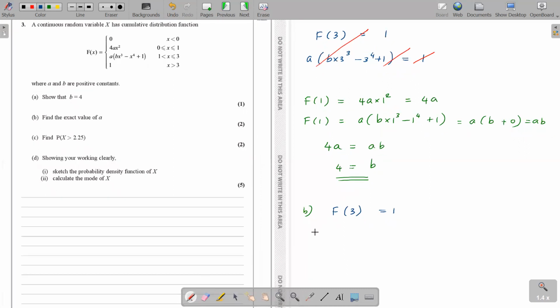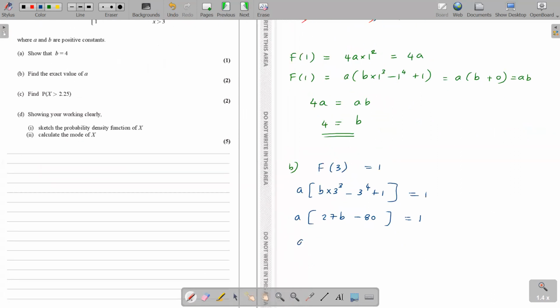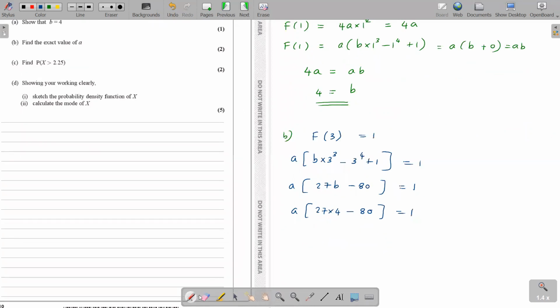Shall we substitute A times B into 3 to the power 3 minus 3 to the power 4 plus 1 equals 1. What do we get here? 27B minus 81 plus 80 is minus 80. B value is 4. Replace. How much is 27 times 4 minus 80? A times 28 equals 1, which gives you A as 1 over 28.